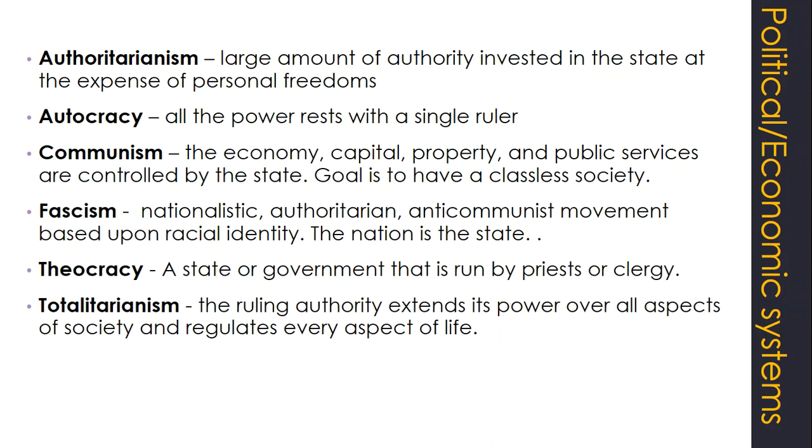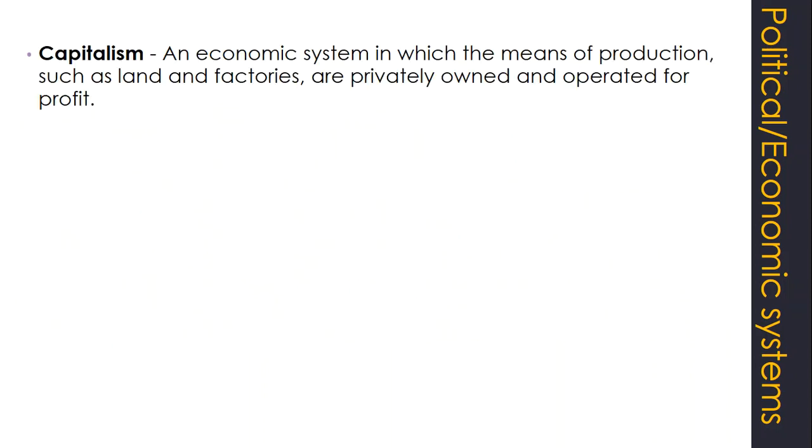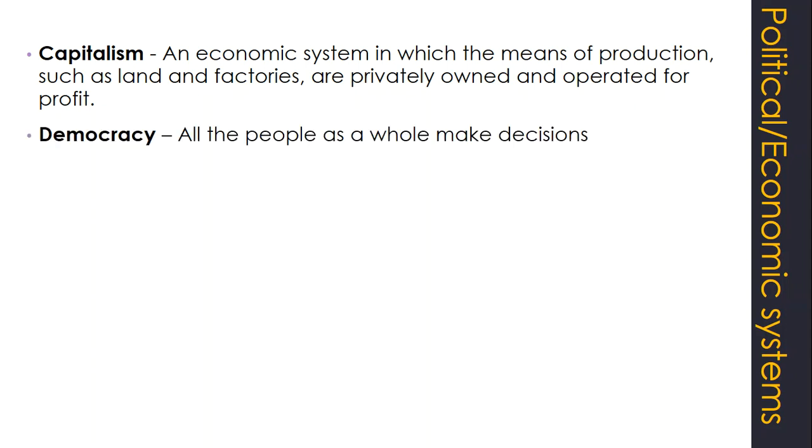Totalitarianism, which is what I mentioned in the previous slide, is where the ruling authority extends its power over all aspects of society and regulates every aspect of life, which was certainly the case under the USSR. Next is capitalism, which often goes hand in hand with democracy, at least in discussion, but they are really two separate things. It is an economic system in which the means of production, such as land and factories, are privately owned and operated for profit.